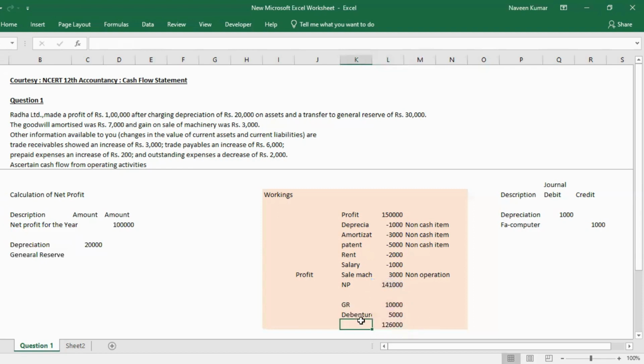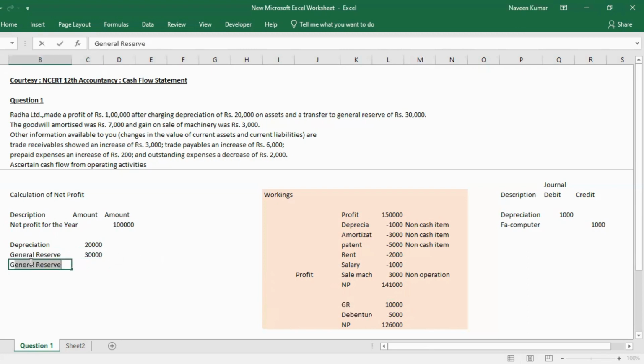So 1,20,000 is net profit, right? This 1,20,000 is after putting aside this general reserve and debenture reserve, you are getting 1,27,000. But there is no cash involved in this. This is just a transfer entry from your net profit to general reserve. So you have to add this back because this item is reduced from your net profit, right? So I'm just adding back my 30,000.